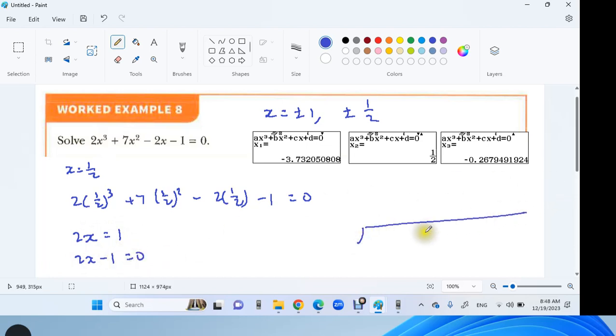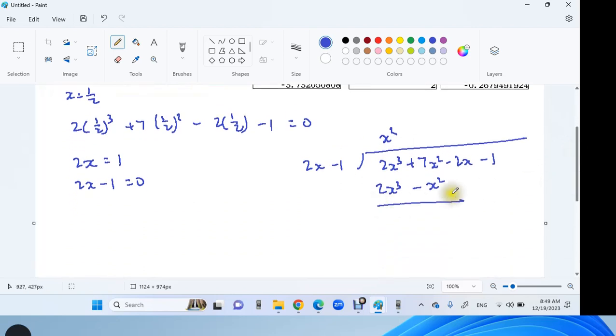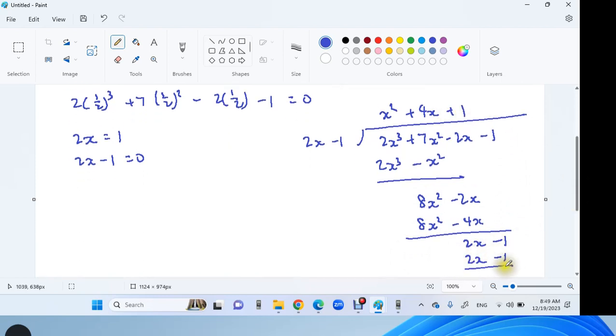Then what we do next is the long division: 2x cubed plus 7x squared minus 2x minus 1 divided by 2x minus 1. We have the x squared here. Then 2x cubed minus x squared. So 7 minus negative 1, then we have the 8x squared. Then we have plus 4x. Then we have the 8x squared minus 4x. Then we have the 2x minus 1. Then we have plus 1. Then we have the 2x minus 1 here.